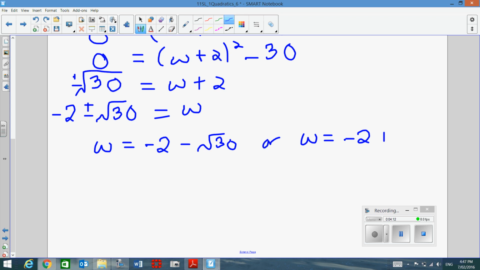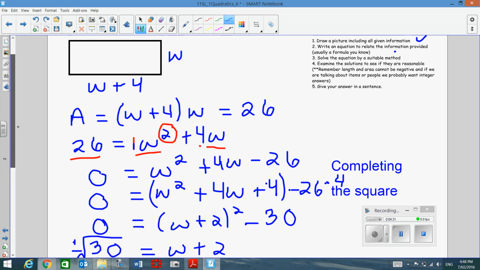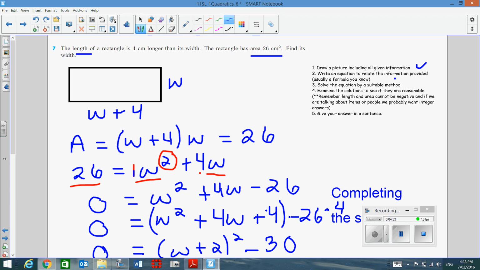Now, if you guys consider, we're talking about the width of a rectangle. If I have negative 2 minus root 30, that's going to give me a negative answer. So I'm going to take that one out immediately, and I'm going to find my answer for negative 2 plus root 30, or the equivalent decimal. So I can have an approximate width for my rectangle in centimeters.